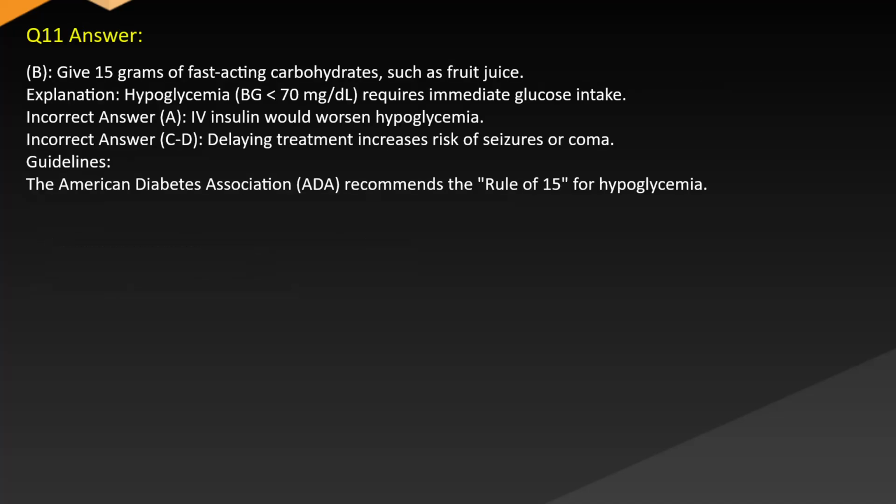Answer B. Give 15 grams of fast-acting carbohydrates, such as fruit juice. Explanation: hypoglycemia requires immediate glucose intake. Incorrect answer A. Regular insulin would worsen hypoglycemia. Incorrect answer C and D. Delaying treatment increases risk of seizures or coma. Guidelines: the American Diabetes Association (ADA) recommends the rule of 15 for hypoglycemia.